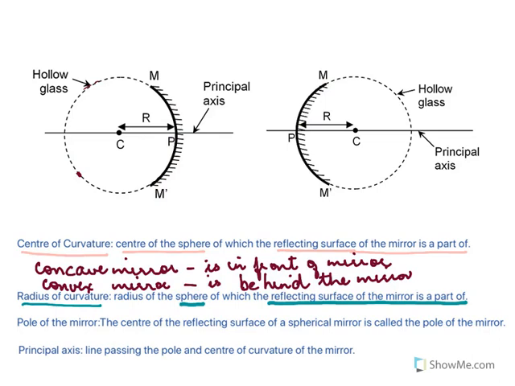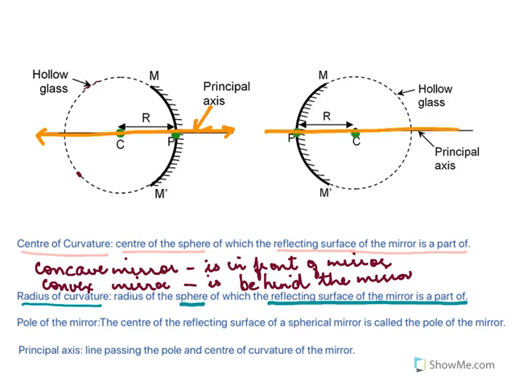And now the principal axis, which is very important. So we take the center of curvature and the pole and we join them. The line passing through the center of curvature and the pole is called the principal axis. See, here is the principal axis. Here too, the center of curvature and the pole.